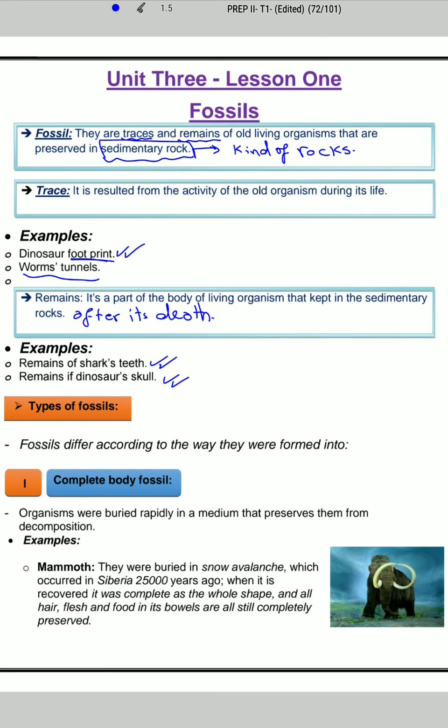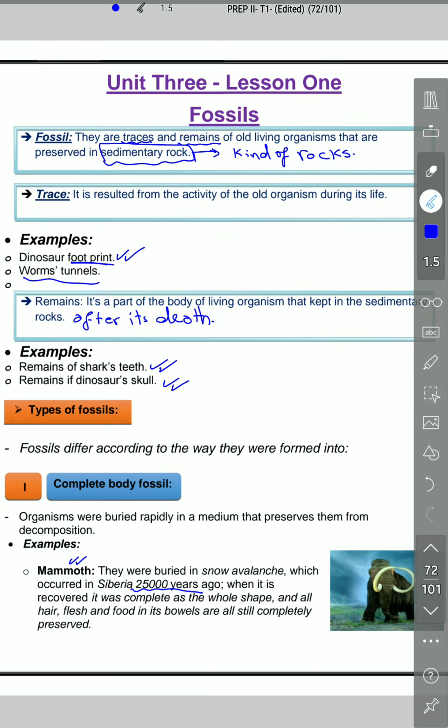Now we're going to explain what the types of fossils are. We have four types of fossils. The first type is called a complete body fossil, and I think it's clear from its name that the whole body of the living organism is kept in the sedimentary rocks. We have two examples of this. Example number one is the mammoth, buried in the snow avalanche which occurred in Siberia 25,000 years ago. So we can know that the whole body of the mammoth was kept in the snow 25,000 years ago.